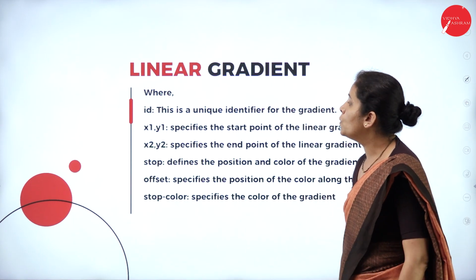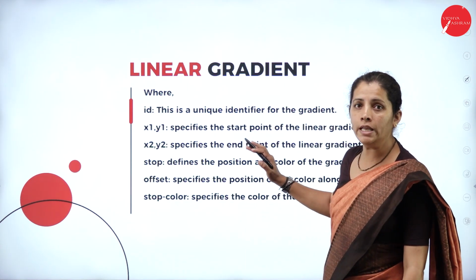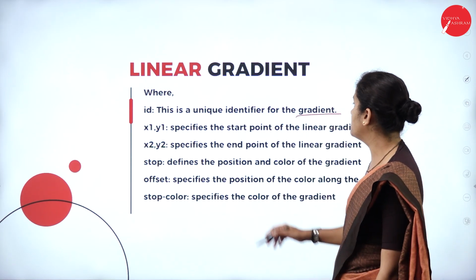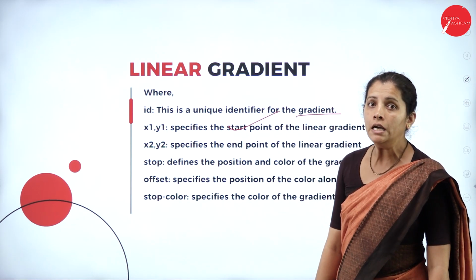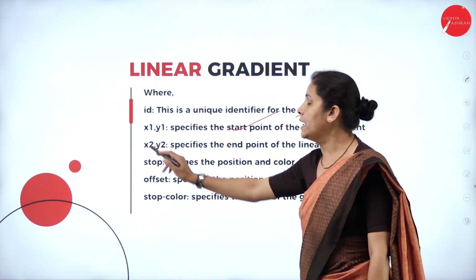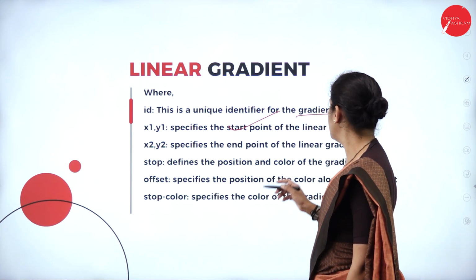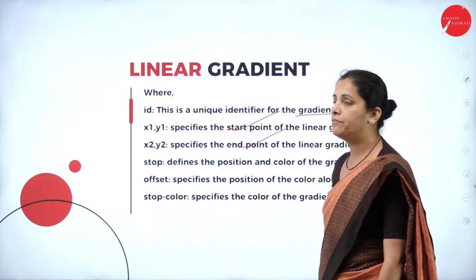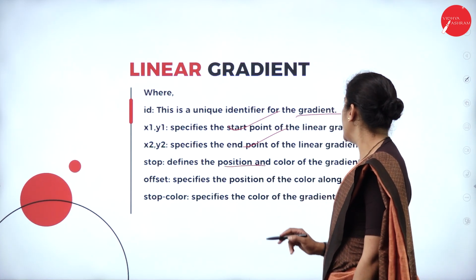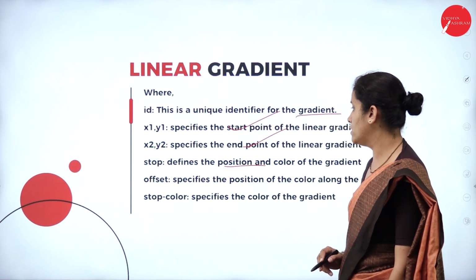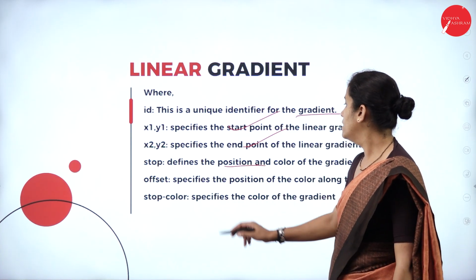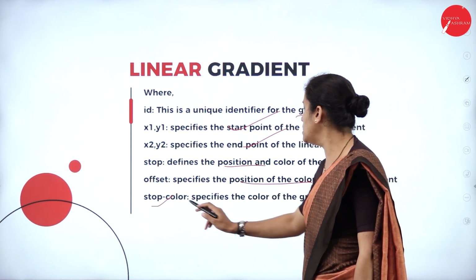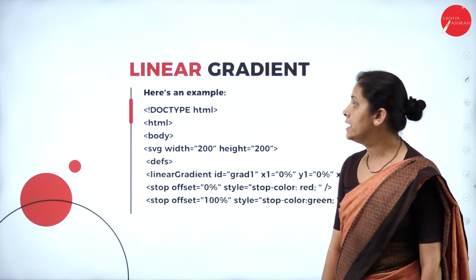Now, ID is nothing but the unique ID of the gradient. X1 and Y1 are the starting point of a linear gradient, whereas X2 and Y2 are the ending point of the linear gradient. Stop defines the position and color of the gradient. Offset specifies the position of the color along the gradient, whereas stop color specifies the color of the gradient.